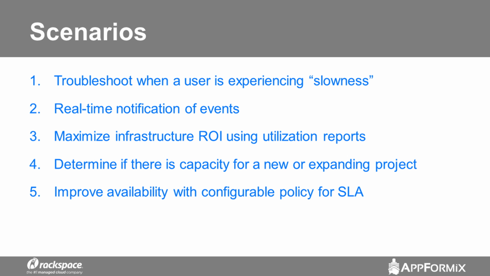The second one is around real-time notification of events. If anything is changing in your cloud infrastructure, you should get instantly notified about it. And then we're going to look at the utilization reports and how they can be used to increase the efficiency of the infrastructure. And from there, we'll look at the real-time capacity planning capability that can constantly inform you how resources are being consumed in your infrastructure. So with that, I'm going to jump into the demo.